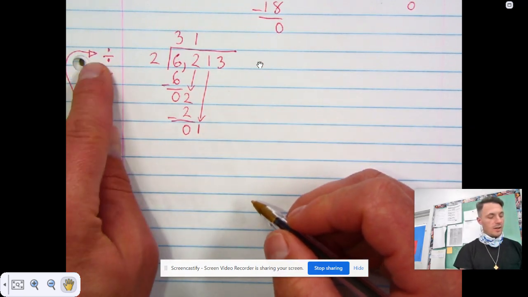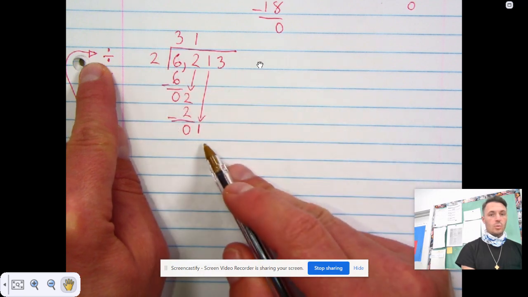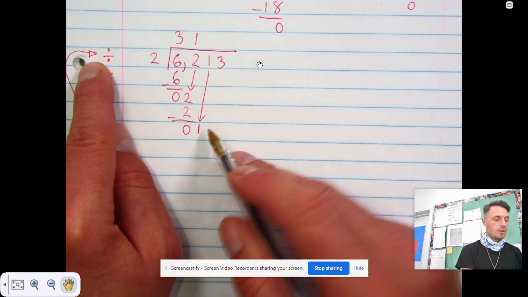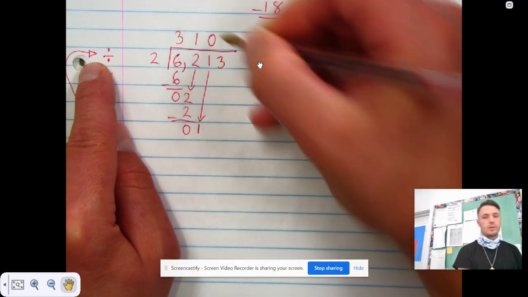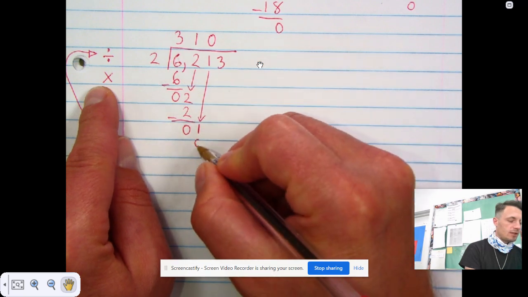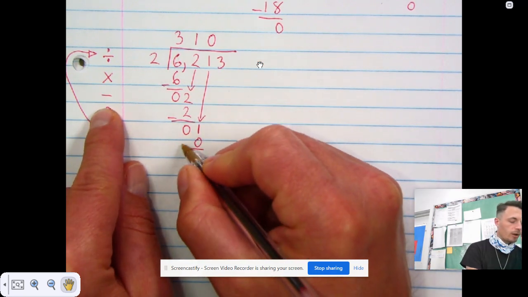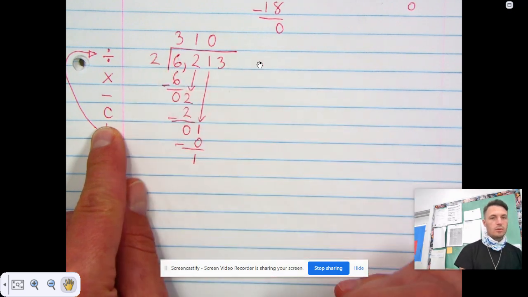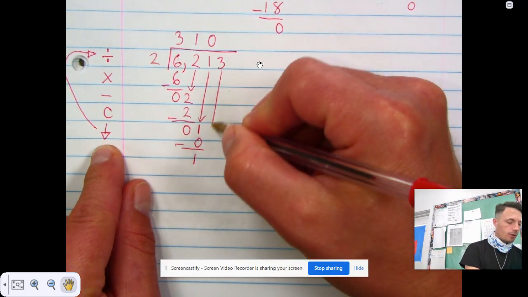Now we go back to divide, but 2 can't fit into 1. 2 is bigger than 1. So 2 can go into 1 0 times. Now we multiply. 0 times 2 is 0. Now we subtract. 1 minus 0 is 1. Now we compare. Is 1 smaller than 2? Yes. So now we bring down.